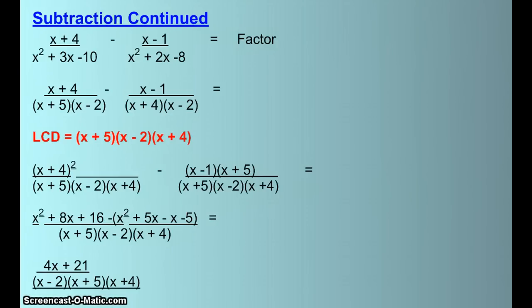When you multiply those out, your numerator becomes x squared plus 8x plus 16 minus the quantity x squared plus 5x minus x minus 5. Now don't forget to apply that negative to everything in those parentheses or you're going to be really off. The denominator stays the same, x plus 5, x minus 2, x plus 4. You can simplify the numerator by combining all the like terms. You see the x squareds drop out and you end up with 4x plus 21.